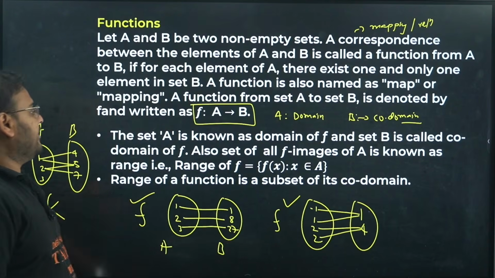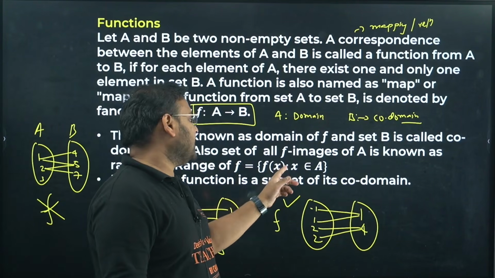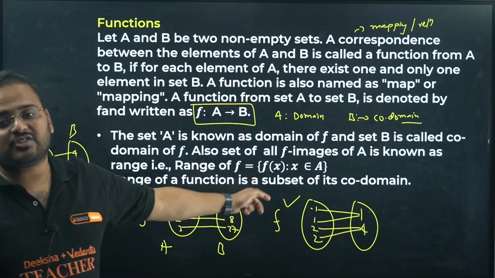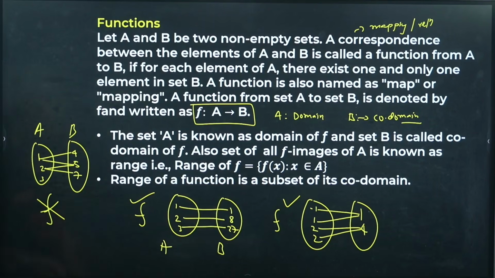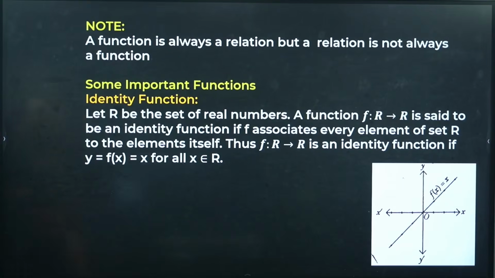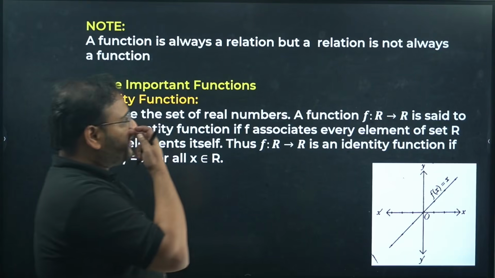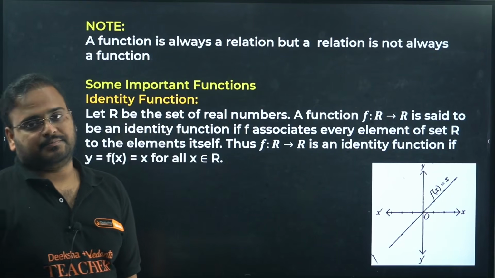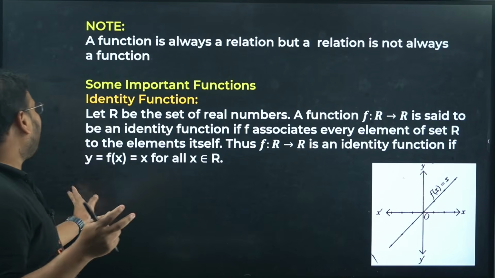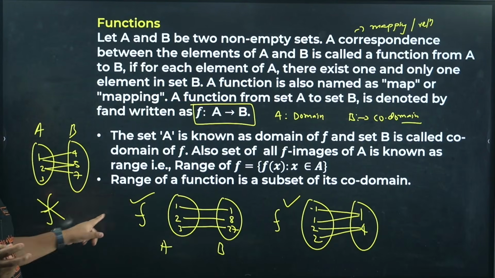Range of f is what? f(x), x belongs to all real numbers. What does f(x) represent? The images, the function values. Range of a function is a subset of codomain. Already explained it to you. Note, a function is always a relation, but a relation is not always a function, because we may or may not have this mapping. That's why it depends like this.